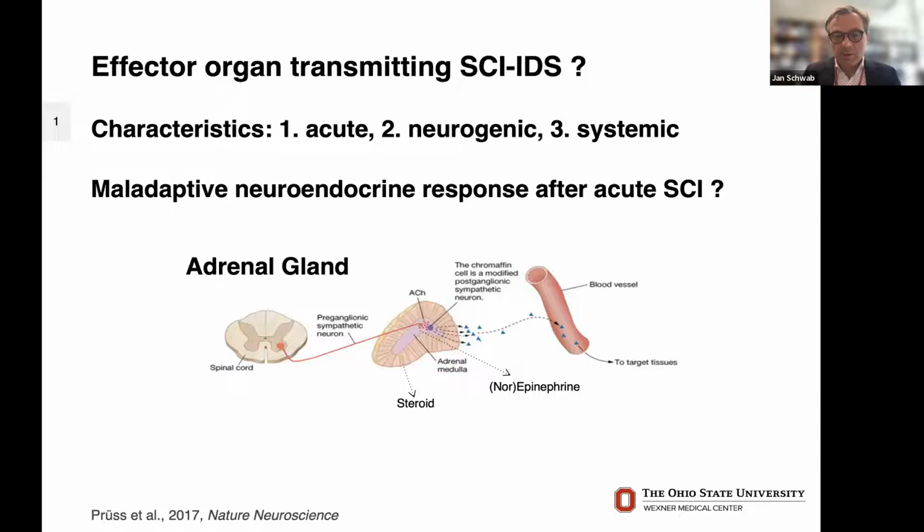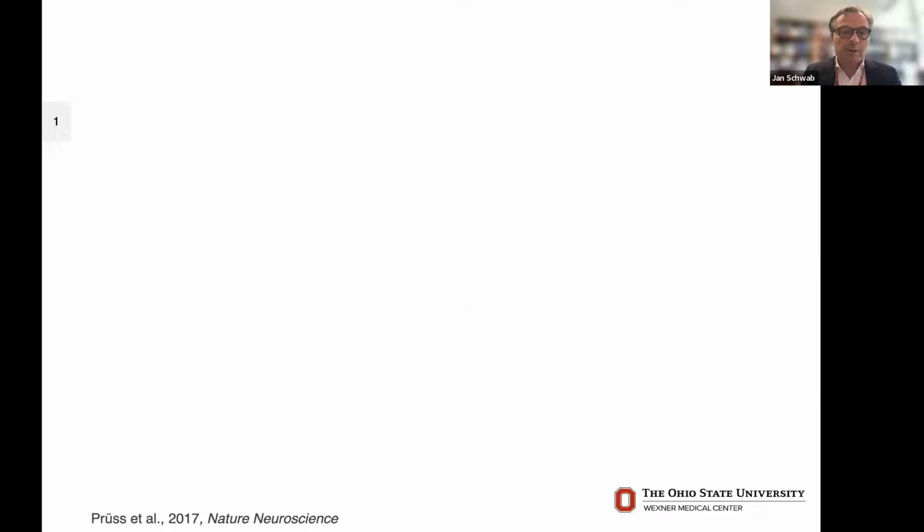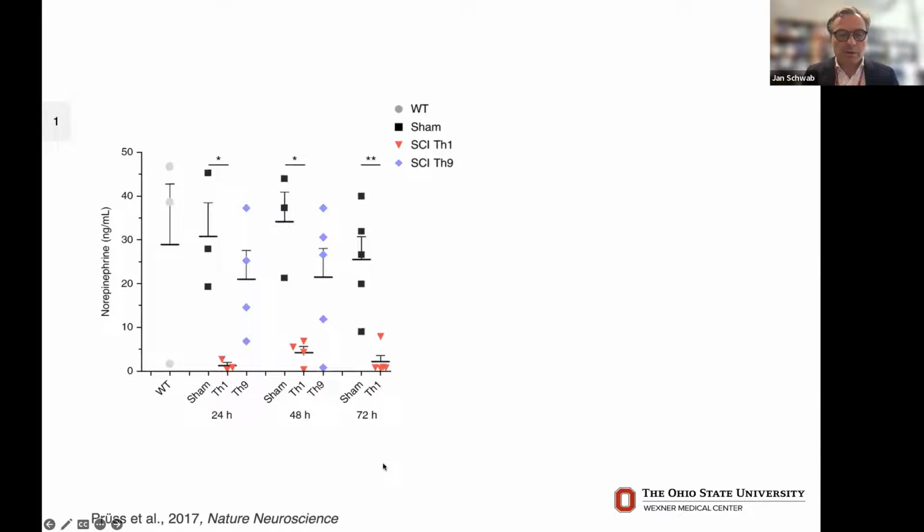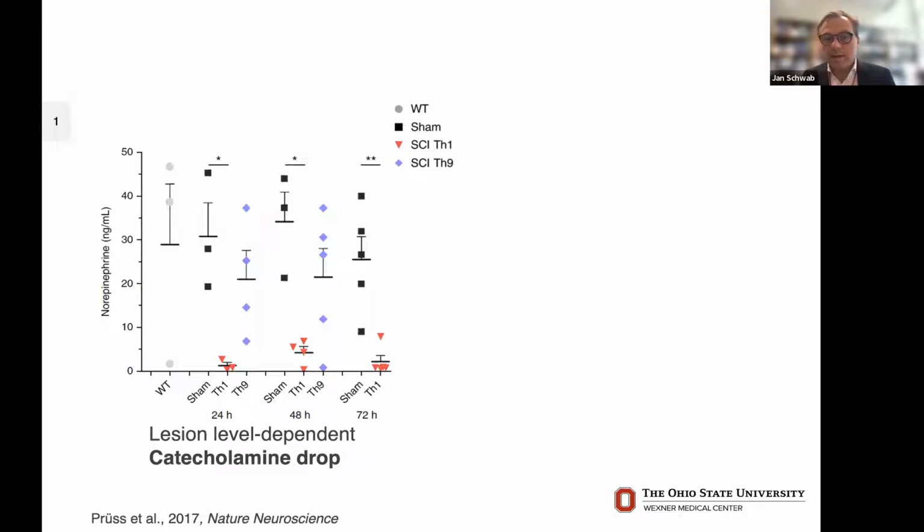Well, we wanted to learn more about it and looked into that during the acute phase during the first 3 days. Here, color-coded red versus violet, you can see high thoracic versus low thoracic injured animals. Very early on, within 24 hours, these animals drop here with no epinephrine levels, and this remains consistent over the first 3 days. This is probably not too surprising, because this is what we also see in the clinic when patients need vasopressor support to keep their blood pressure up.